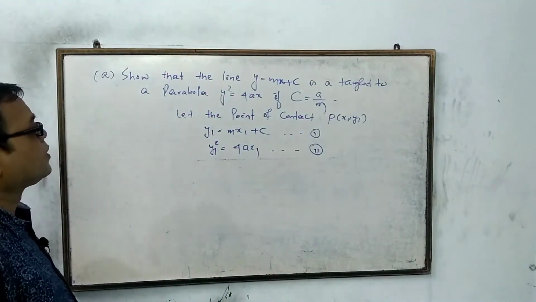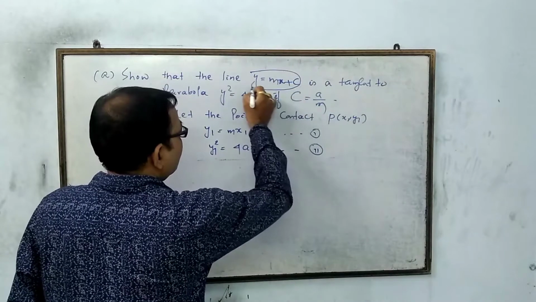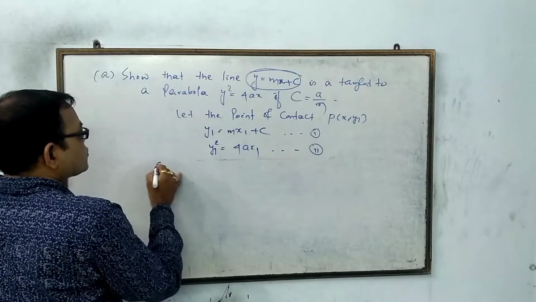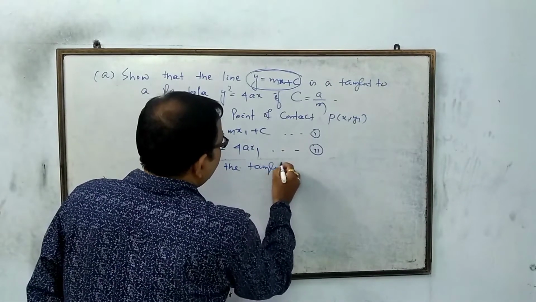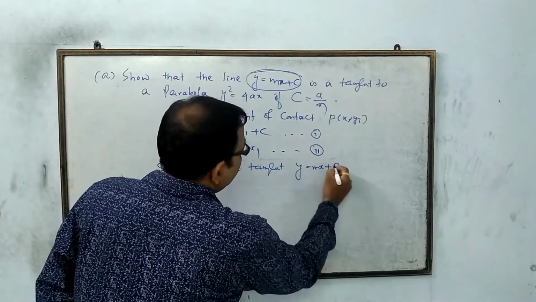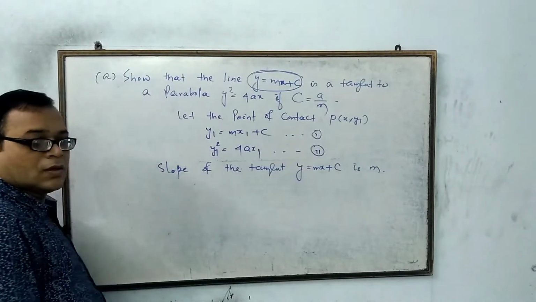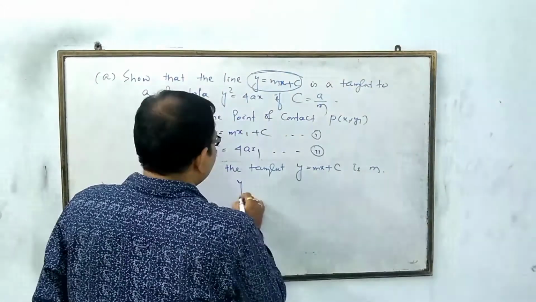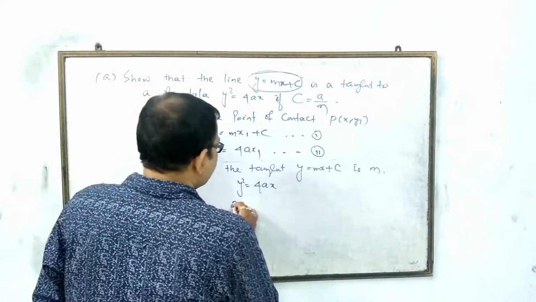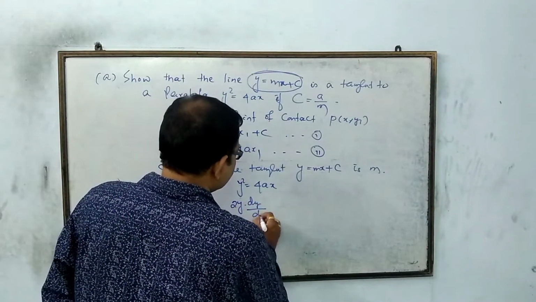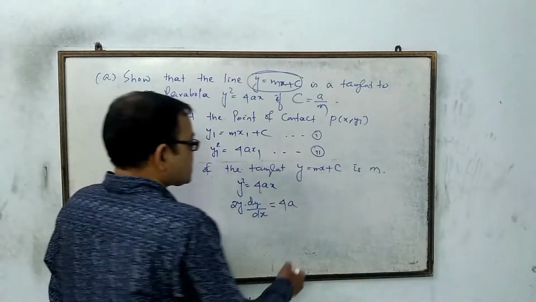Now what do you do? You see that the line y is equal to mx plus c is a tangent. So the slope of the tangent y equal to mx plus c is m. But we are provided with y square equal to 4ax. Then what will be the slope of this curve? 2y into dy by dx, we get 4a after differentiating with respect to x.